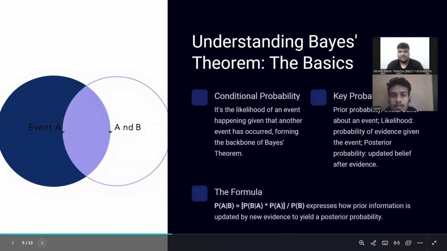B happening. This formula helps us to update our belief about an event A based on the occurrence of another event B. It is important to understand the result depends not only on the evidence B but also on how likely we thought A was to begin with. It reflects a balance between our past belief and the new data. So in simple terms, Bayes' theorem is like recalculating the odds after getting a clue. Now the third slide.